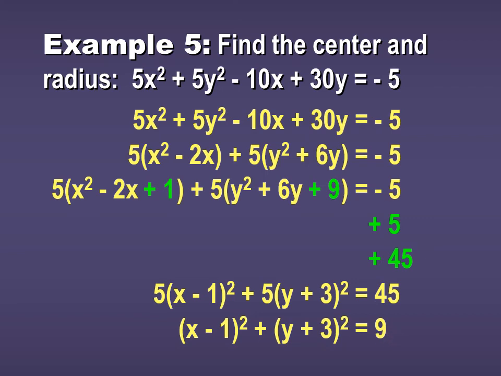Okay, so now we have the equation of a circle, which means that we have a vertex of 1 comma negative 3. And we also, I'm sorry, that's the center, right? The center is 1 comma negative 3. And our radius is 3.